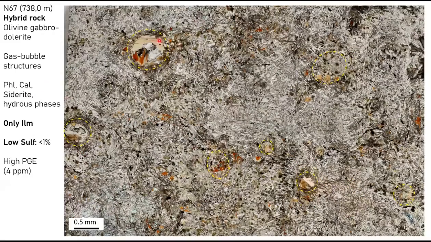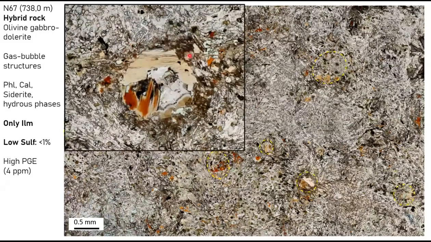Additionally, this sample exhibits some textures which resemble these gas bubble structures, like for example, right here and here, where they are infilled by hydrous phases and carbonate phases like calcite, siderite, etc. This sample with flow texture is low in sulfide. It has important PGE, and it has no chromite, only ilmenite occurs here. And here, well, we can have a closer look at one of these bubble structures.